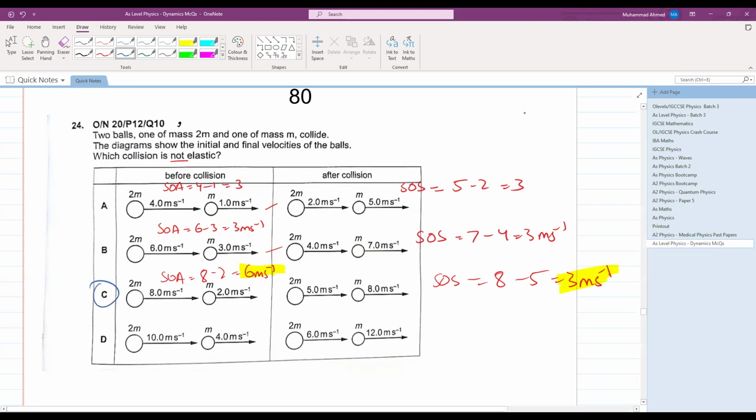C is your answer. This marks the end of the past papers for dynamics and momentum. If you have any questions, you can ask in the chat.